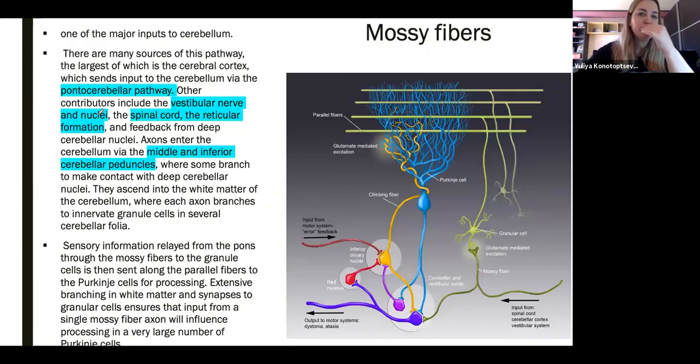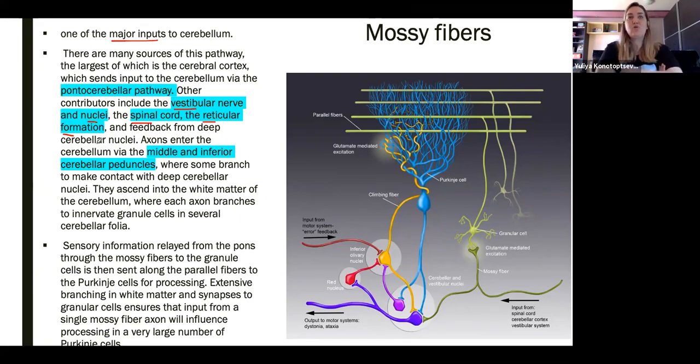Okay, mossy fibers. It's one of the major inputs into the cerebellum. Mossy fibers originate from the pontine nucleus, but they do not only come from the pontine nucleus. There are other nuclei which also send mossy fibers. This is going to be the vestibular nucleus, spinal cord, and reticular formation.